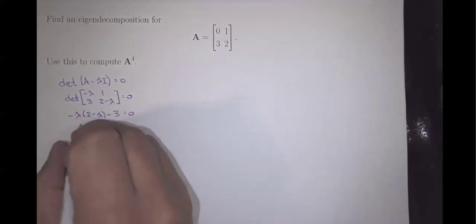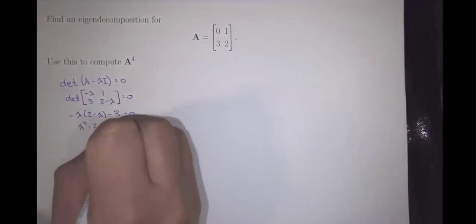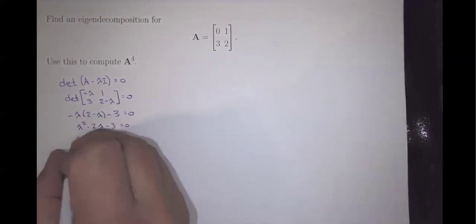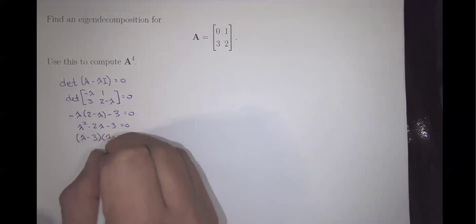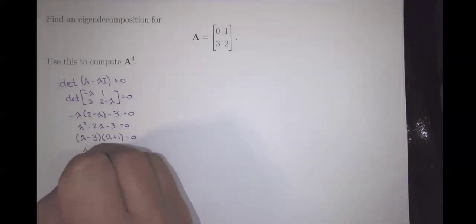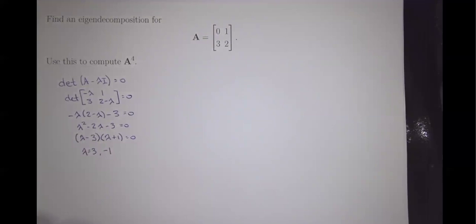And here we get lambda squared minus 2 lambda minus 3. And so two numbers that multiply to negative 3 but add to negative 2 are lambda minus 3 and lambda plus 1. So our eigenvalues here are lambda equals 3 and negative 1. Once we have that, we can start finding the eigenvectors.